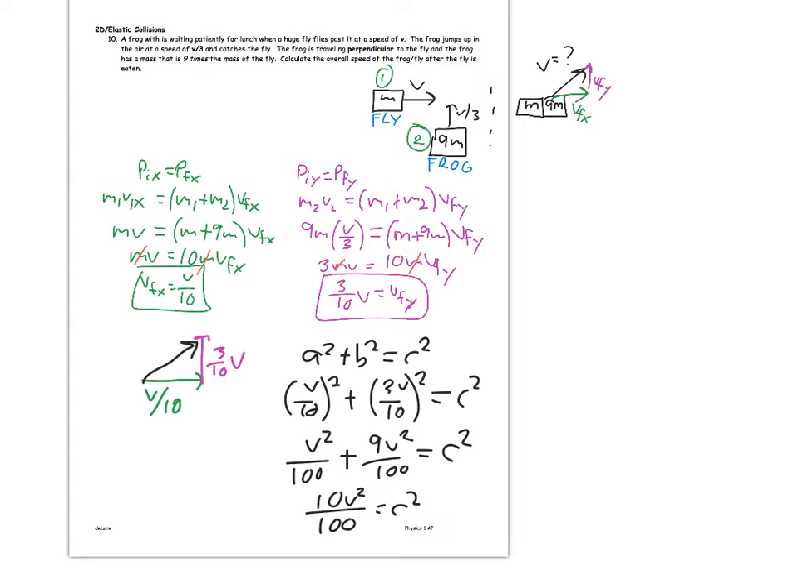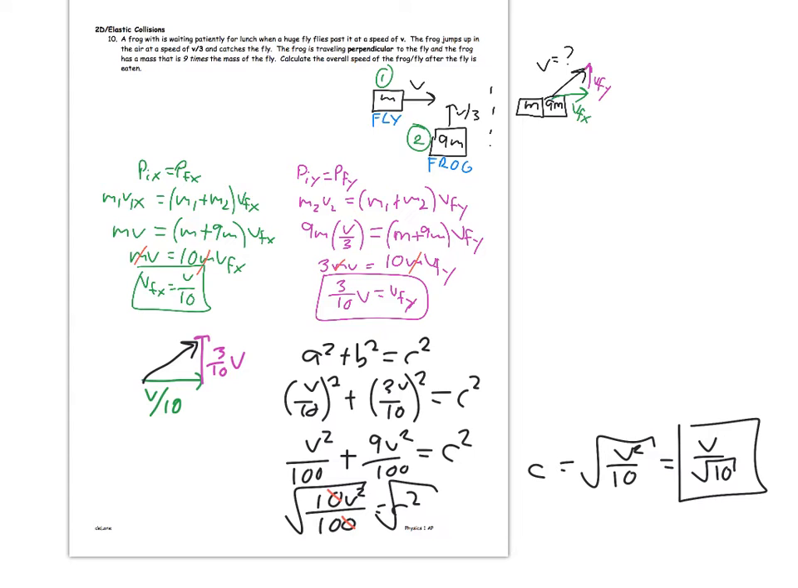I'm going to cancel out one of the zeros here by dividing both top and bottom by 10, take the square root of both sides, and what I end up getting is that c is equal to the square root of v squared over 10, or c is equal to v over the square root of 10, which I realize is an improper fraction with the root on the bottom, but that's okay. Either one of those would be an acceptable answer.